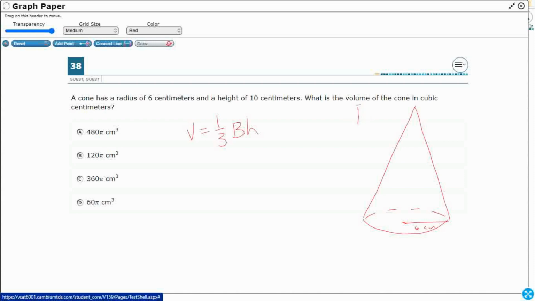Then I've got a height of 10. I'm just going to draw that right here. All right, so I got my radius and my height, and here's my height right here, right? 1/3 base times 10. The height is pretty easy. They give it to you. The trick in any of these is to figure out this base, because the base really means the area of the base.